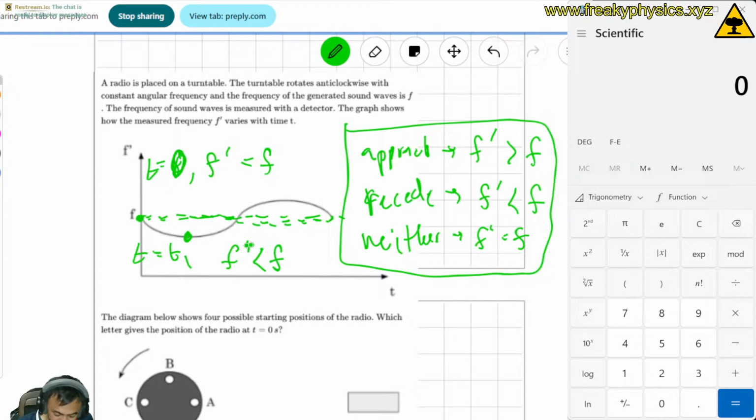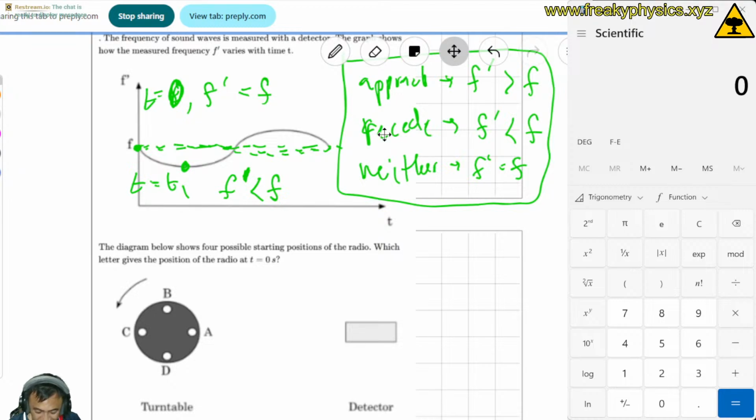So this should be enough to tell you what is happening here at t1. Is it receding or is it approaching? Receding. It's receding, it's going backwards. So remember that. Okay, let's look at this now. We don't even have to look at the rest. Let's take a look here. Which of these 4 points is the motion going away or receding from the detector?